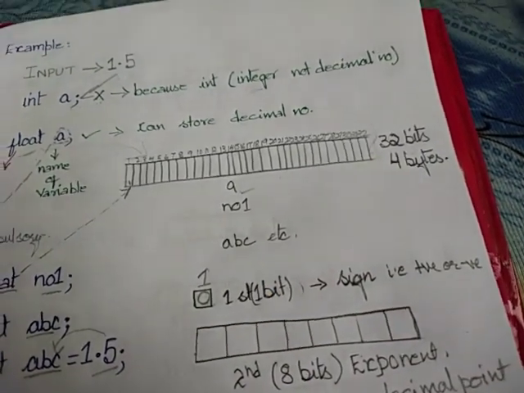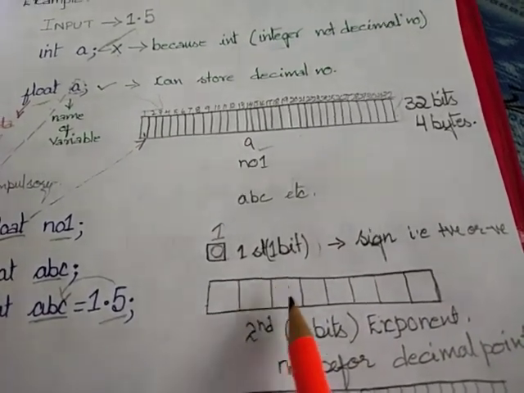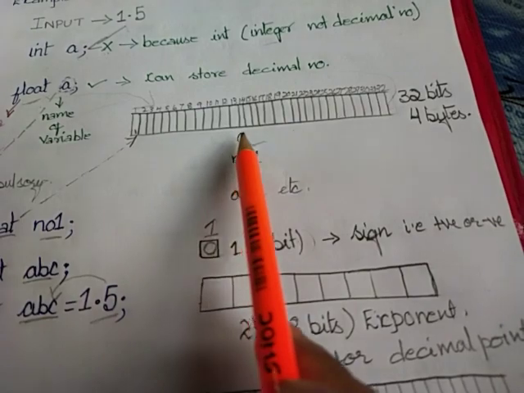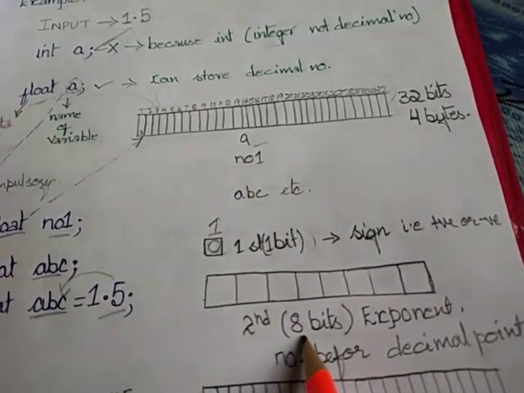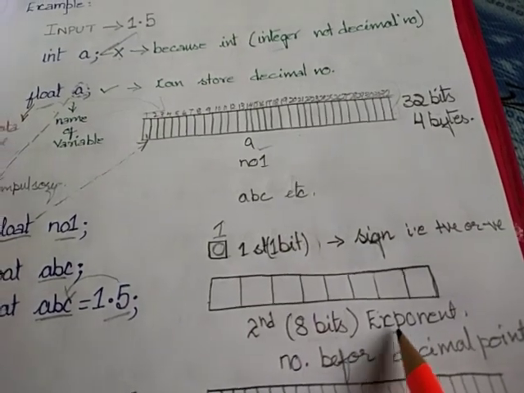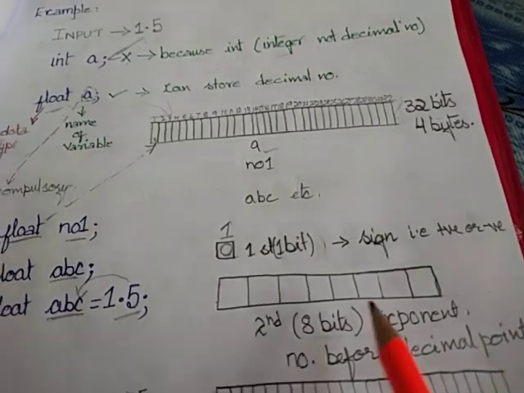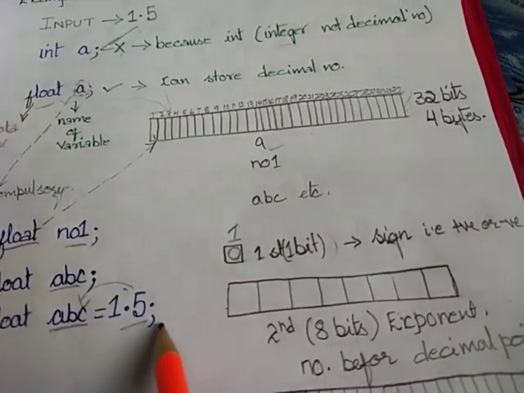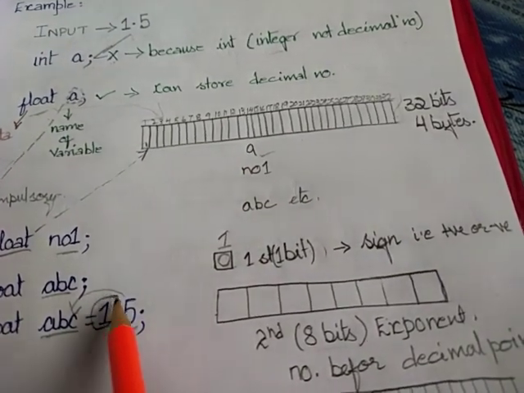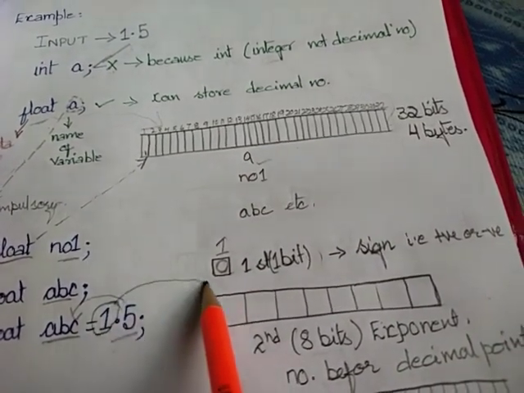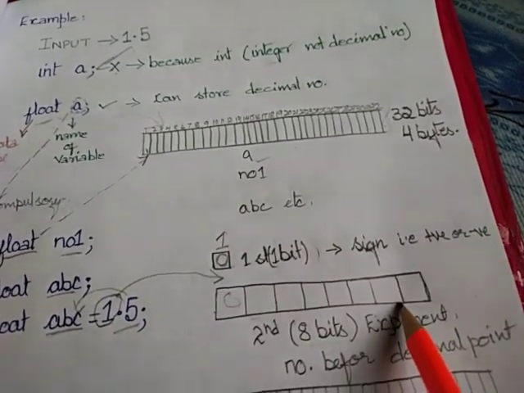Then after that, the second part. Out of 32, the second part will take 8 bits. And this 8 bits will store the exponent value, or the number before the decimal point. For example, over here, 1.5. The number before the decimal point is 1. So when you convert this 1 to a binary number, that value will get stored in these 8 bits.